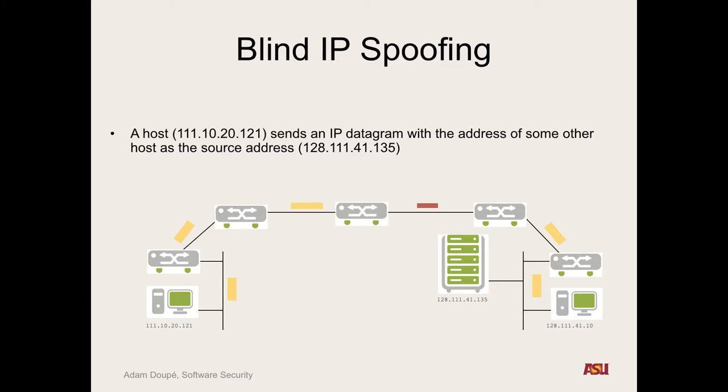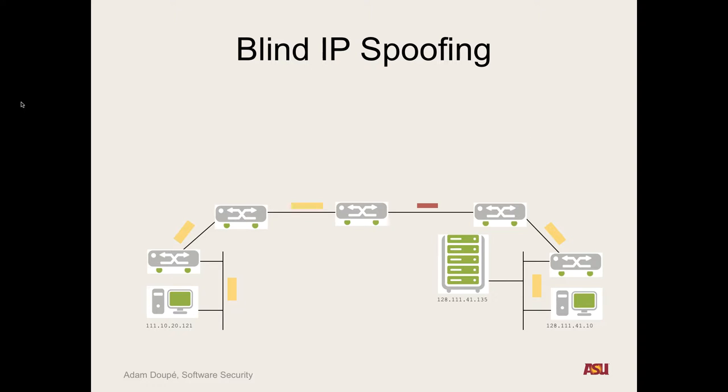ideally, we have these two hosts on the right. We have 128.111.41.10, and we have 128.111.41.135. And we have our other host on the 111.10.20.121 address. These hosts are on completely different subnets, which means any packets that we send out from one to the other are going to have to hop from here over to there. So the idea is, if there's a trust relationship between .135 and .10, is it possible for us, all the way in this other network, to spoof a packet to make .10 think that it came from .135?